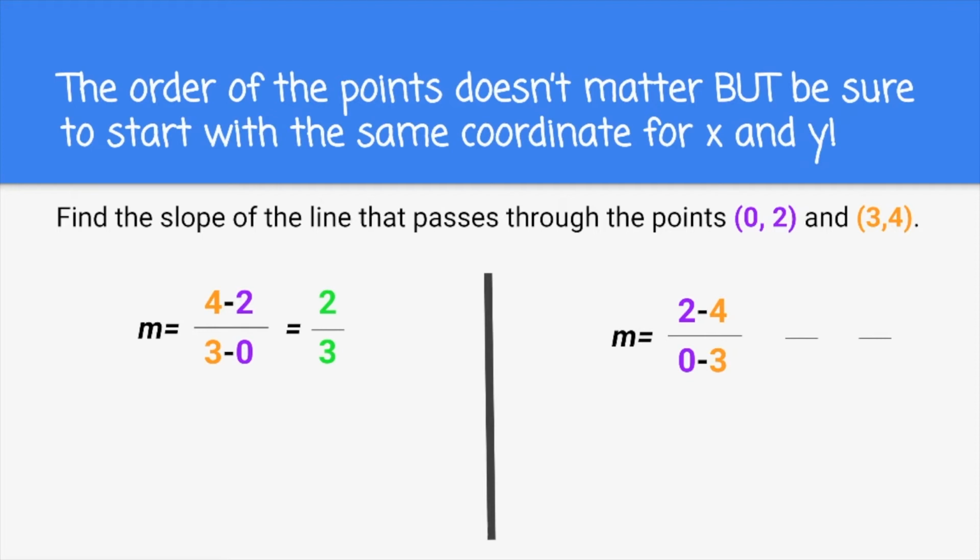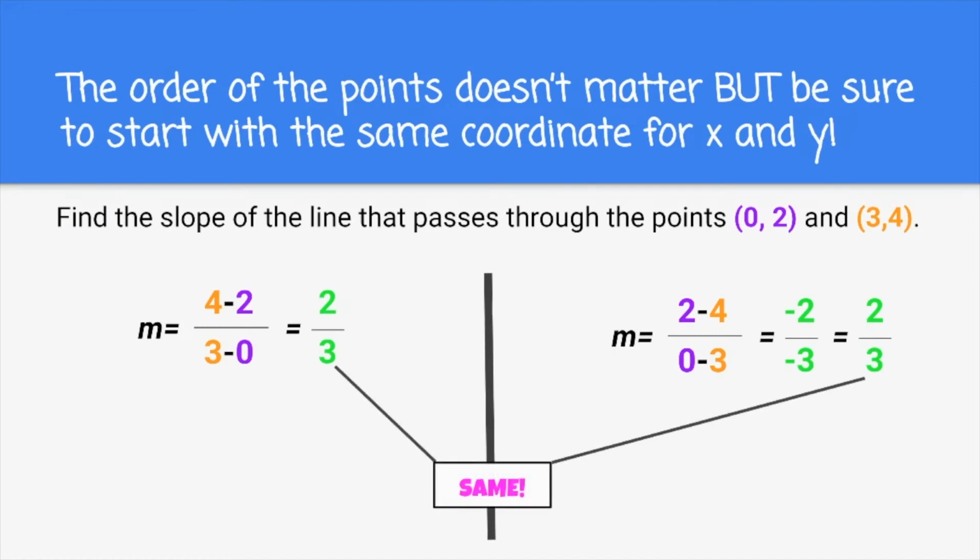Let's do the same thing, except this time we're going to start with the purple coordinate. So 2 minus 4 would be negative 2 over 0 minus 3, which is negative 3. If you recall, a negative over a negative cancels out. Therefore, I still get the result of 2/3. So again, it doesn't matter the order. Just make sure if you need to color code, you just have to start with the same value for x and y.